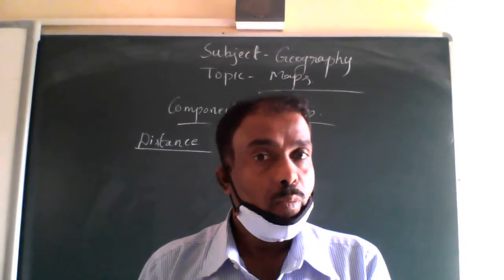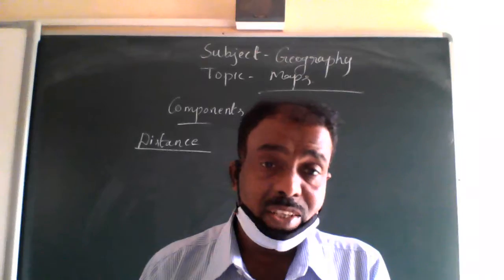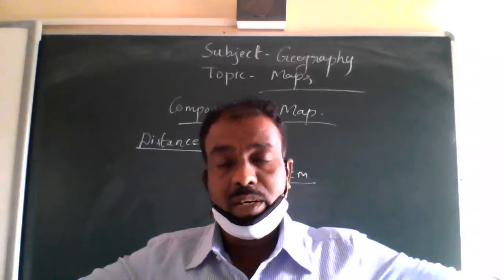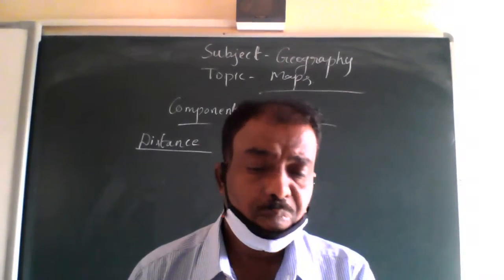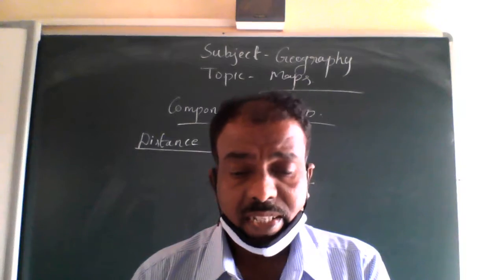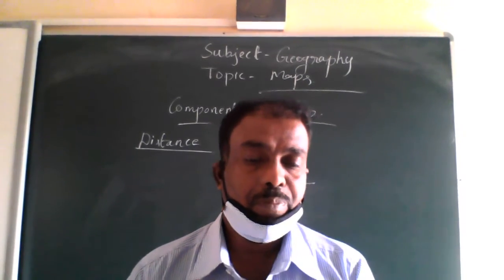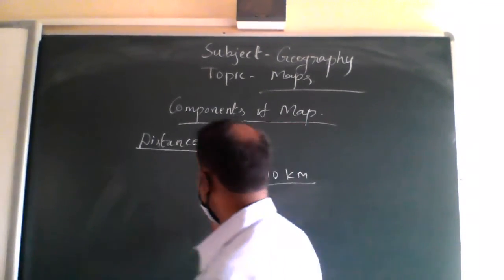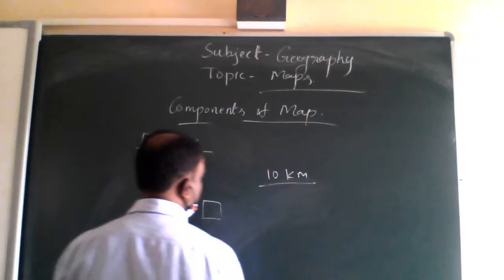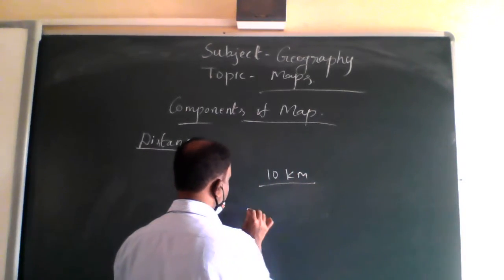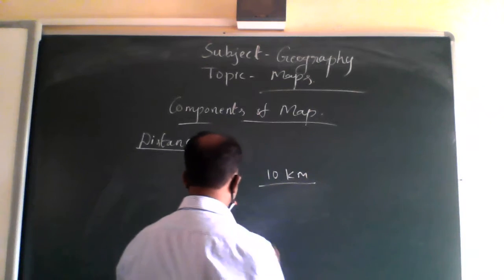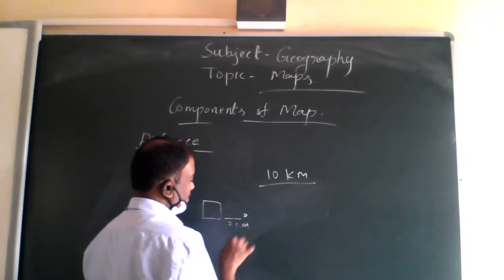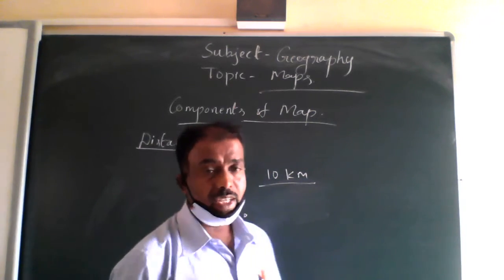But is it possible to show the 10-kilometer distance on the map? Are we going to take a big sheet to draw a map? No. Here we show the distance by 2 centimeters on a map. So here is your school and here is your home. It is so far, but here we are showing just 2 centimeters.